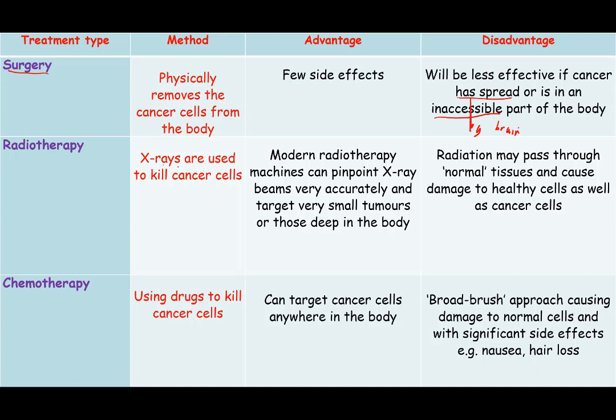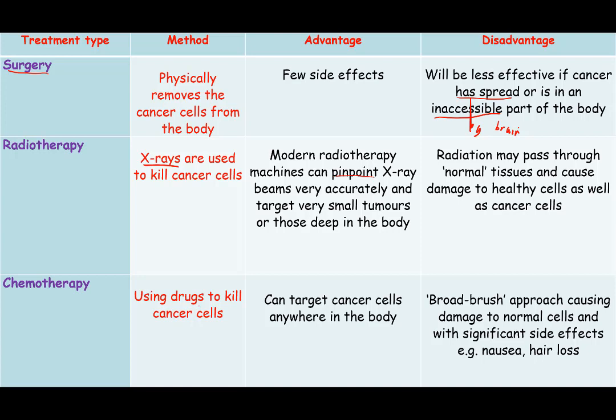Radiotherapy is when X-rays are used to kill cancer cells. The advantage is that the modern machines can pinpoint X-ray beams very accurately and target very, very small tumours, even if they're deep in the body. But the disadvantage is the radiation can pass through normal tissues and can damage them as well as the cancer cells.